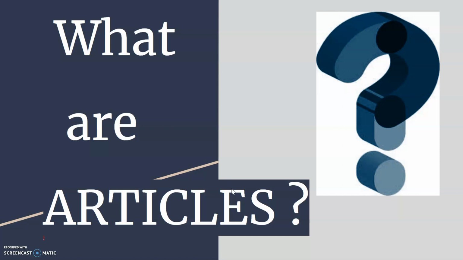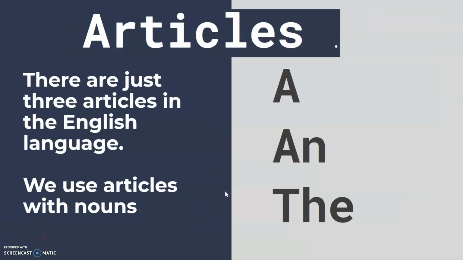Before we start, let's just think, what are articles? They're a part of speech, a very important part of the English language. But what are they? Well, there are just three articles in the English language: a, an, and the. And we use articles with nouns.